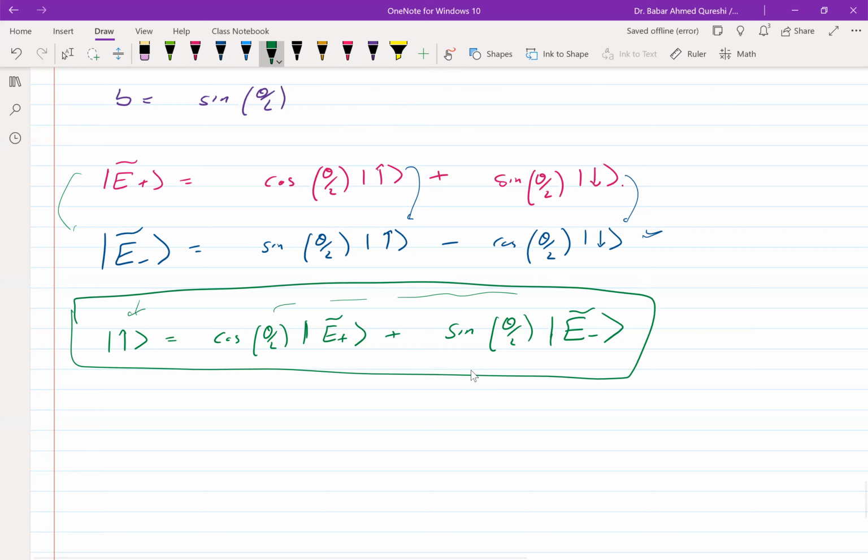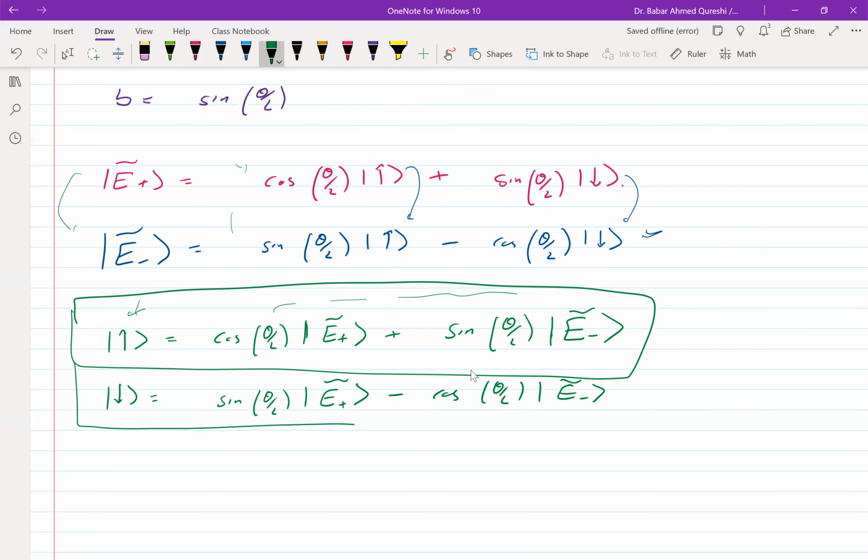And similarly, you can then guess or compute that this would be... so now I want to cancel this, so I will have to multiply this with sine, this with cos. So e plus will come with sine and e minus will come with cos, and I have to have a relative negative sign between them. So these will be the inverse expressions.